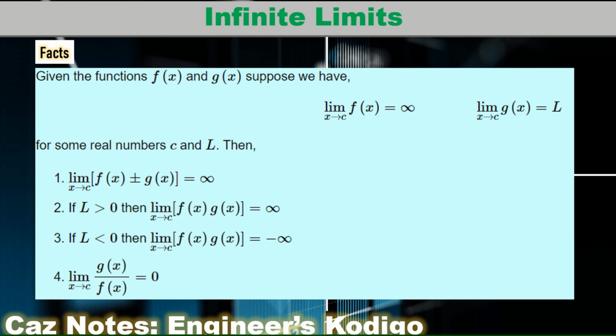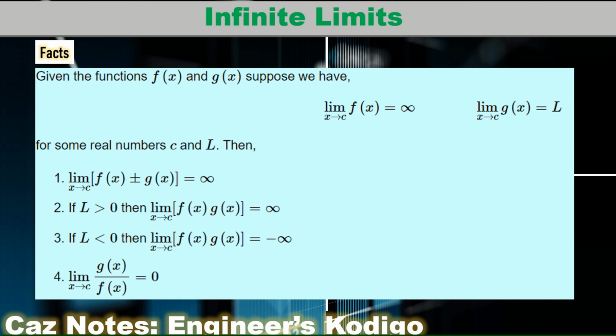The limit of the function f of x plus or minus the function g of x as x approaches c is equal to infinity. Yes, of course. If we are going to add or subtract a constant number to an infinite number, the result will always be infinite. That's why this fact is actually true. Next one. If L is greater than 0, then the limit of the function f of x times g of x as x approaches c is also equal to infinity. Well, this is very obvious. If we are going to multiply infinity by a certain number greater than 0, it will always be infinite, right? I think there's no question regarding that.